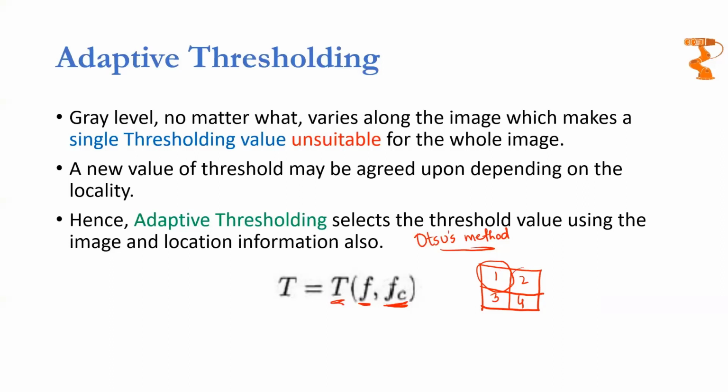So now you can provide this Otsu's method with portion number 2. You are going to get a certain other threshold value. You can use that threshold value over here, a new threshold value over here, and a newer threshold value over here. So for every location, you are going to use a different threshold value. So this is adaptive thresholding.